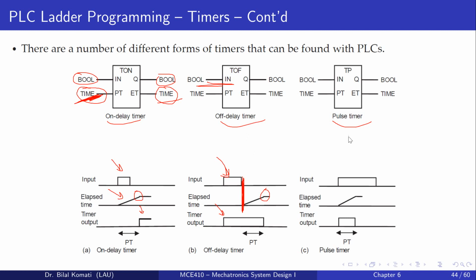And then we have the pulse timer. The pulse timer has the same inputs, but the inputs are interpreted differently. Once we set the input to 1, we will start counting time until reaching the preset time, and here it will be turned off. It will give a pulse, and this is the pulse time. This is the difference between the timers.